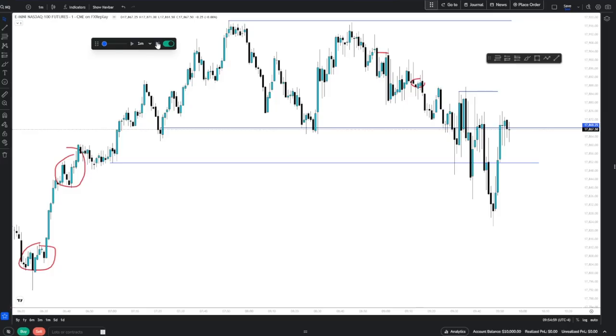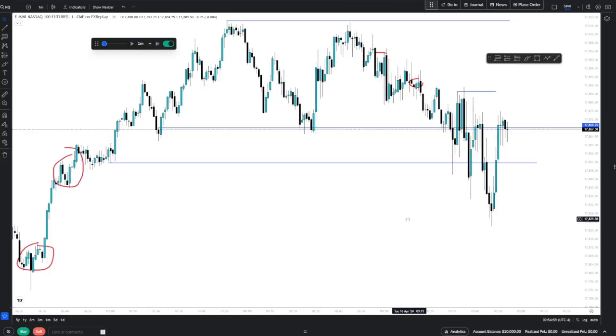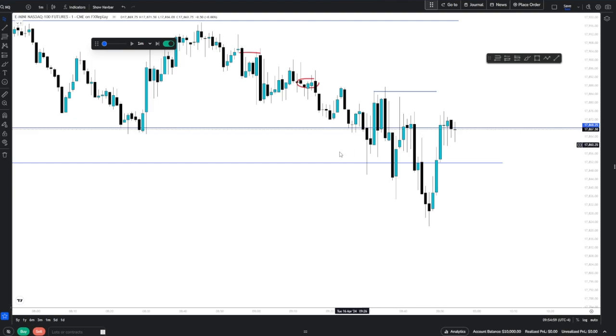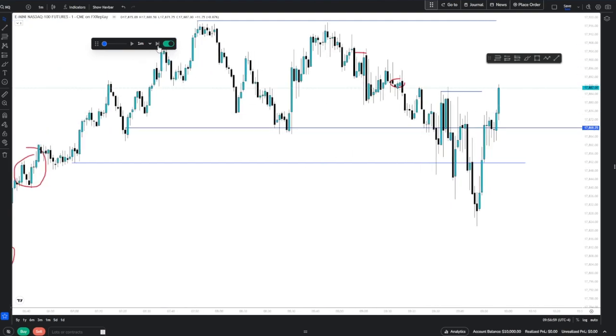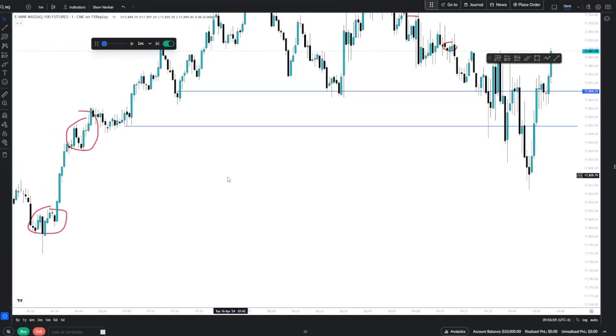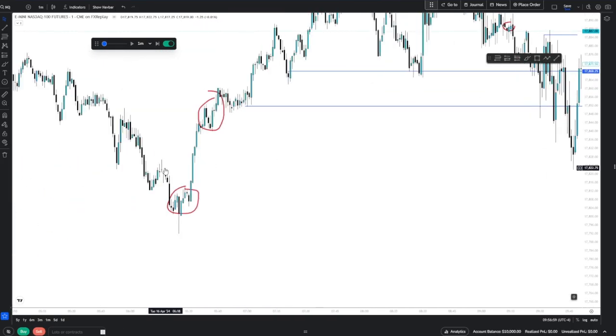So right now we're just kind of stuck, right? We're just kind of stuck. But everything's mitigated here. We're just kind of getting choppy here. So now we come back up and close above. So it looks like we just hit the first order block inside here. I bet this is probably a 5-minute order block.